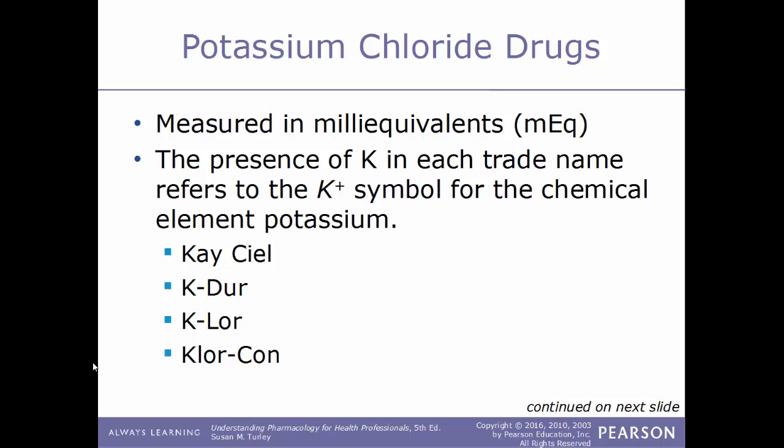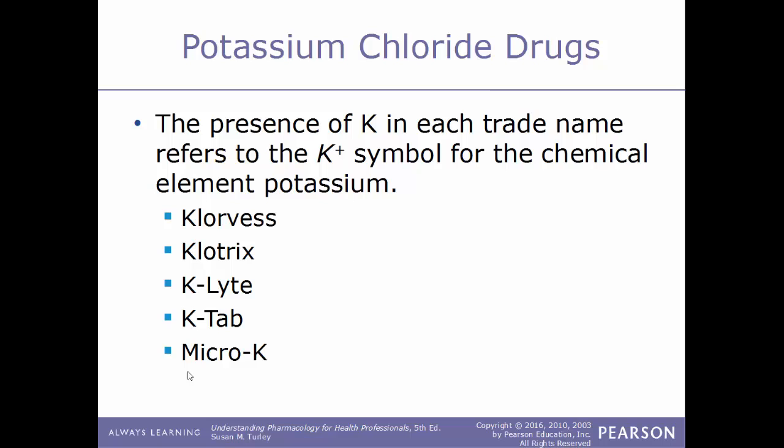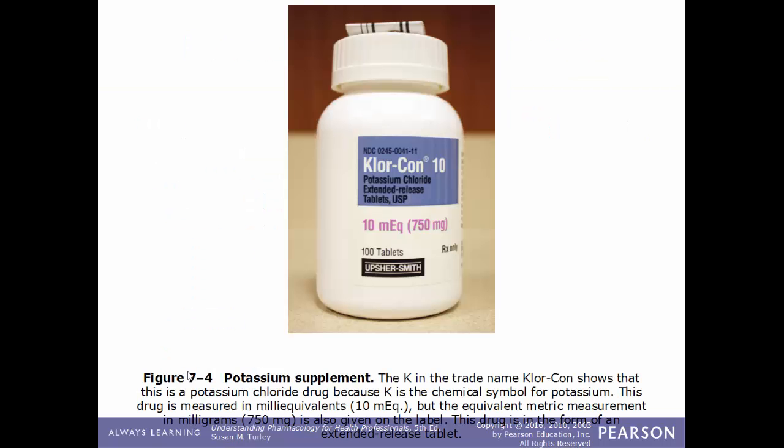Some common drugs that fall under this category: K-Seal, K-Dur, K-Lor, and Klorcon. Some other examples: Klorvess, Klotrix, K-Lyte, K-Tab, and Micro-K. And again, the letter K is present in all of these. In this image we have an example of a bottle of Klorcon, and on the bottle you'll see the dosage, which is 10 milliequivalents, or 10 mEq, and that is equal to 750 milligrams.